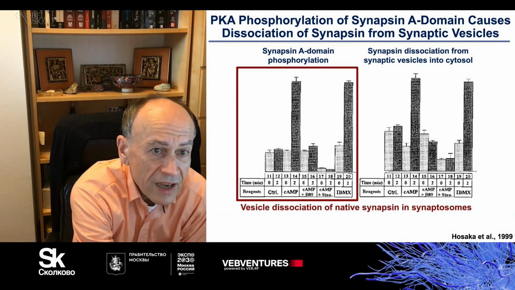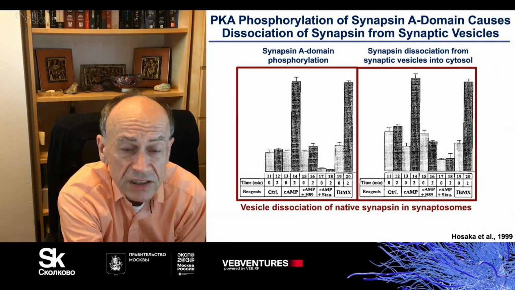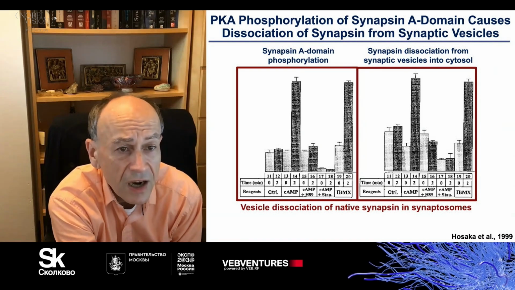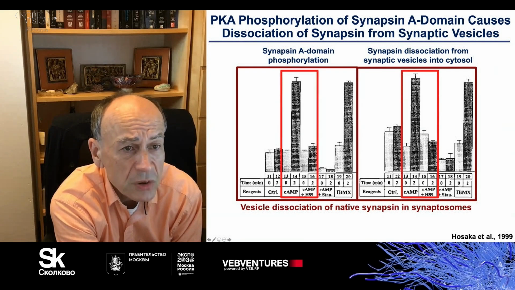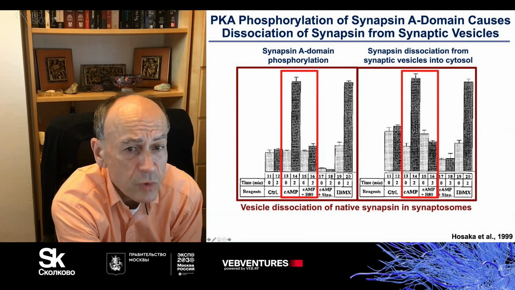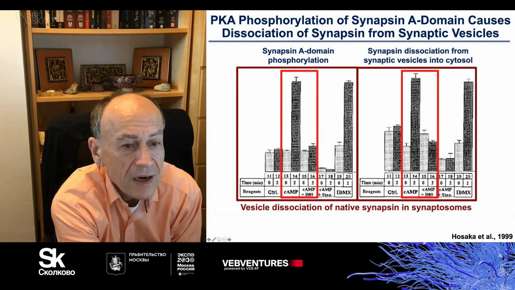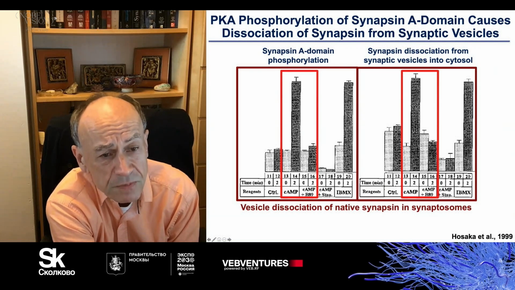What you see here on the left is the phosphorylation of synapsin 1, and what you see here on the right is its association with synaptic vesicles. And what you can see is that when you add cyclic AMP, as shown here, phosphorylation goes way up, as demonstrated with this dark bar. And when you add an inhibitor of PKA, obviously phosphorylation is blocked.